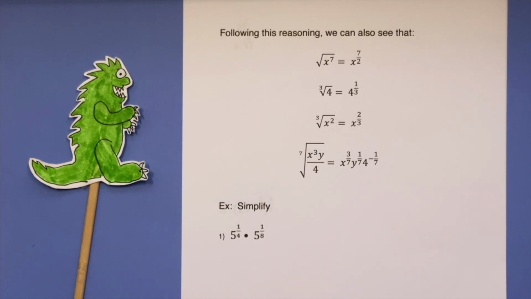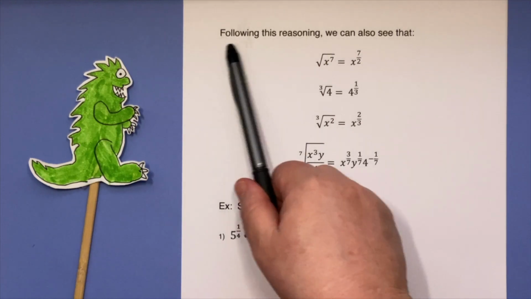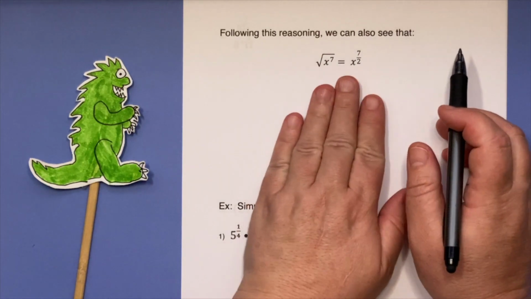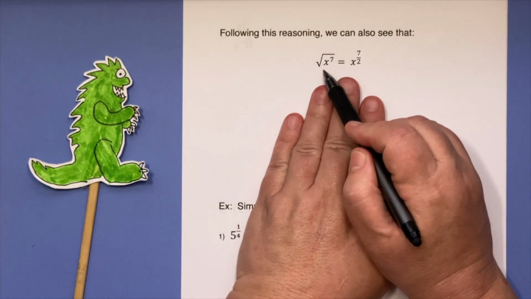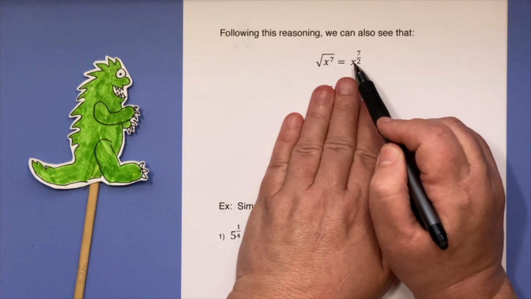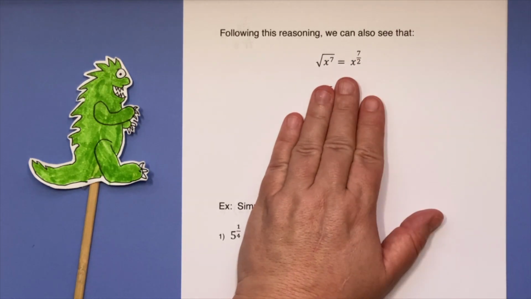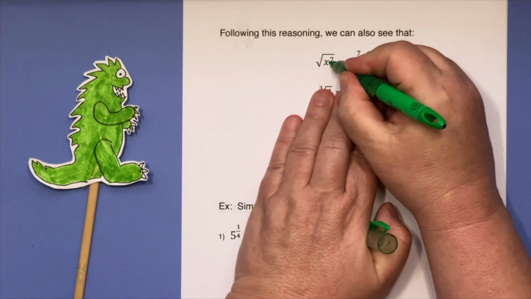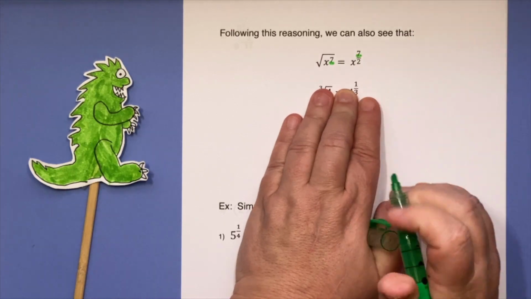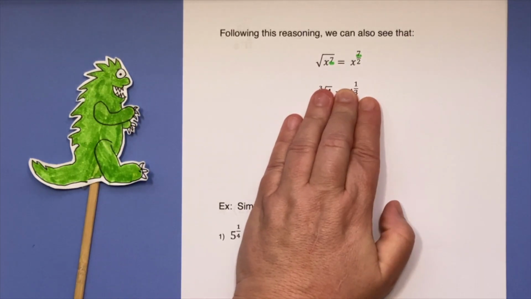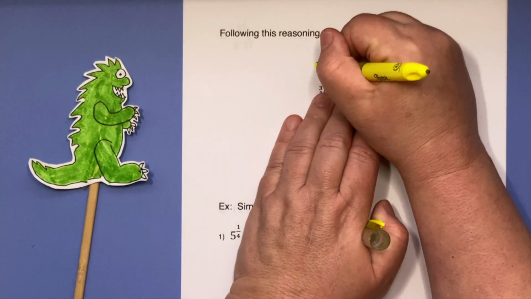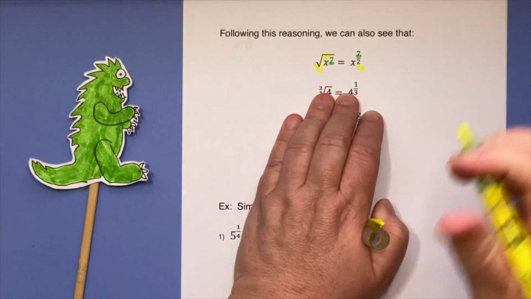Okay. So, we've got some other examples. Following this same reasoning, which I'm not going to go through for each of these, but I'm just going to give you these as examples, we can also see that radical x to the 7th equals x to the 7 halves. So let's think about what this means. The 7, that power of x, goes there on top. Where did the 2 come from? Remember that a square root, this guy, gives us that 2.